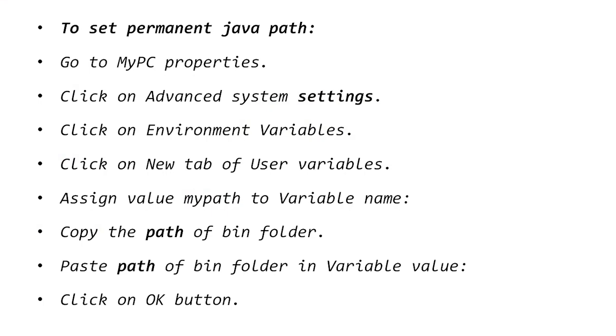To set the permanent Java path, this one is very important. Go to My PC properties, then click on Advanced System Settings, click on Environment Variables, click on the New tab of User Variables, then assign the value: assign path to the variable name, or you can set Path. Then copy the path of the bin folder, paste the path of the bin folder in variable value, then click on the OK button.